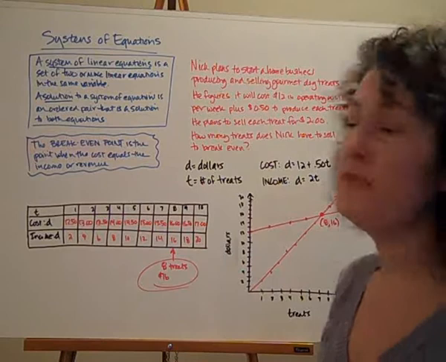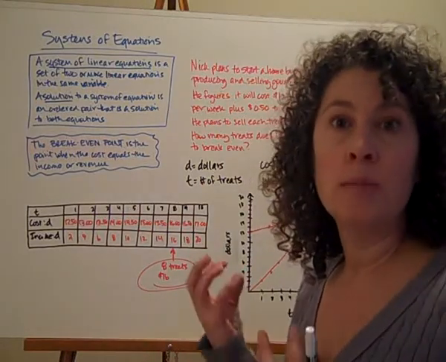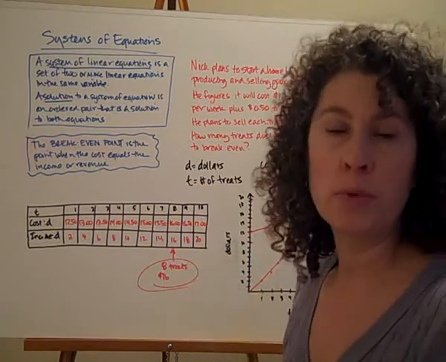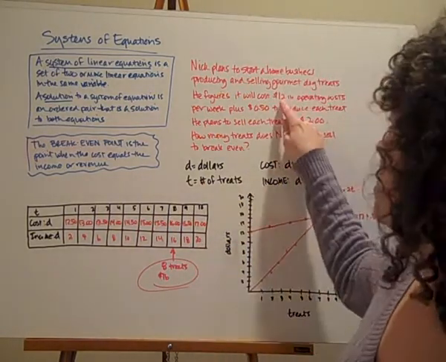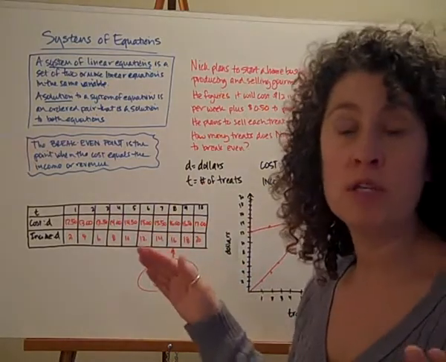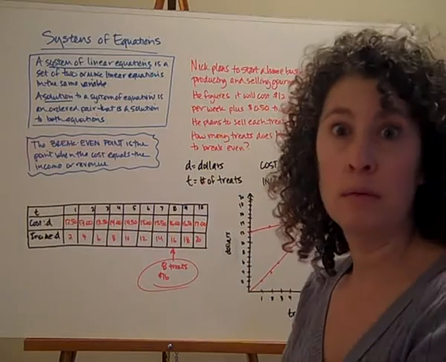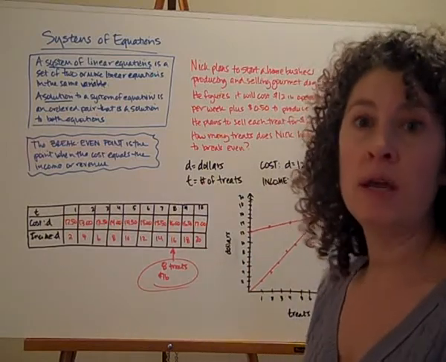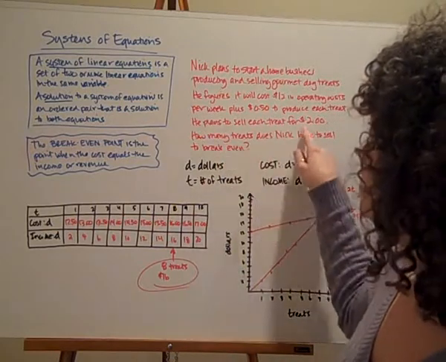It also costs him 50 cents for every treat that he produces. So that actually might be whatever ingredients he's putting into his treat. It costs him 50 cents to make one treat, but it costs him $12 no matter how many treats he makes. It's going to cost him $12 for that one week. So this is money that he has to pay to make the treats. He's only doing this so he can make some money, and he's going to sell the treats for $2 each.